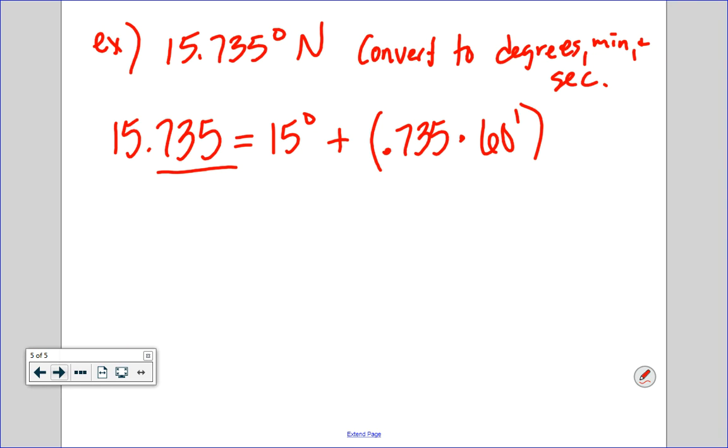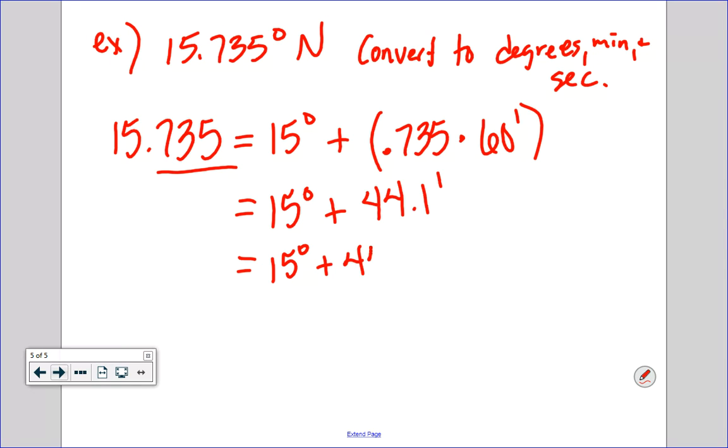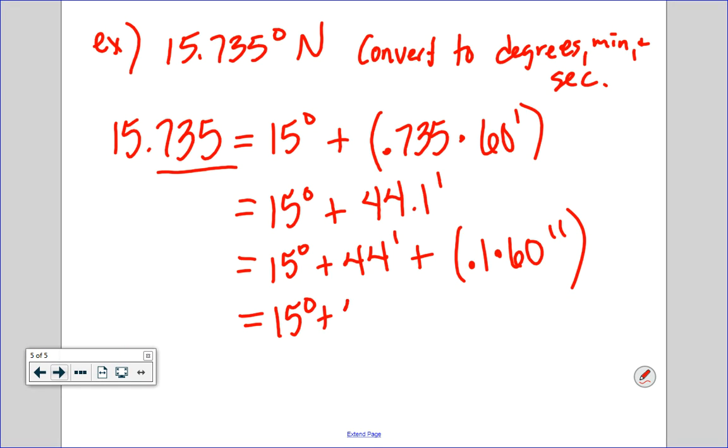All right, so I got 0.735 times 60. So this becomes 15 degrees plus 44.1 minutes. But again, when I wrote minutes on that previous slide, did I have partial minutes or was that seconds? Seconds. So now this becomes 15 degrees plus 44 minutes plus 0.1 times 60 seconds. So I take 0.1 times 60 and that's 6. So 15 degrees, 44 minutes, and 6 seconds. That's my answer.